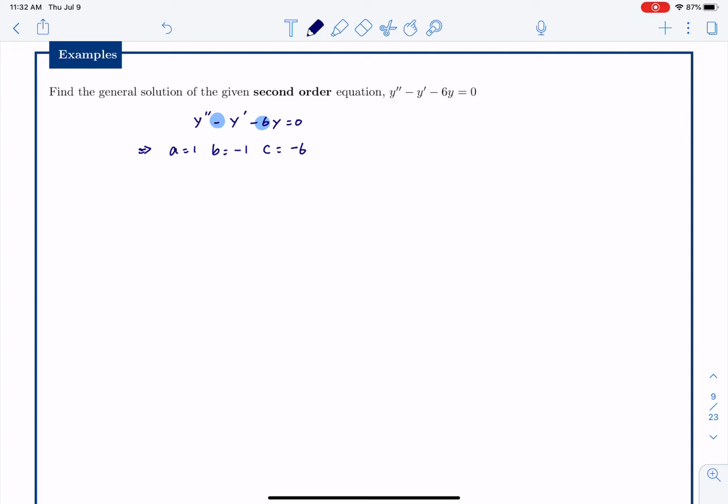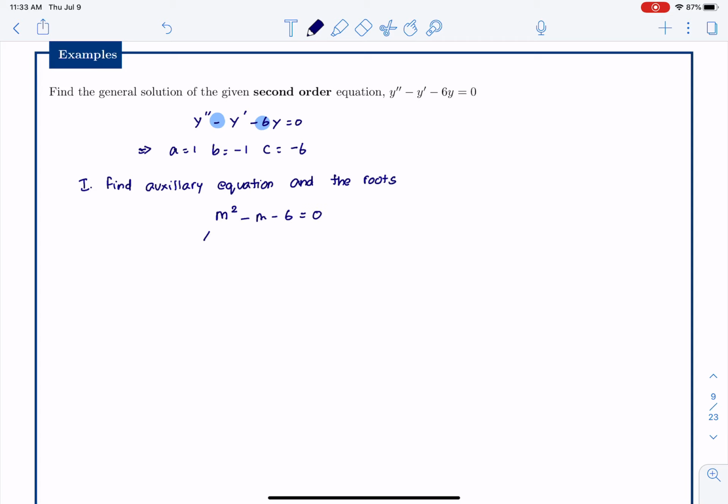What is the key to find the solution to a homogeneous linear equation with constant coefficients? Finding the auxiliary equation and the roots. What is the auxiliary equation here? It is m squared minus m minus 6 equals 0.